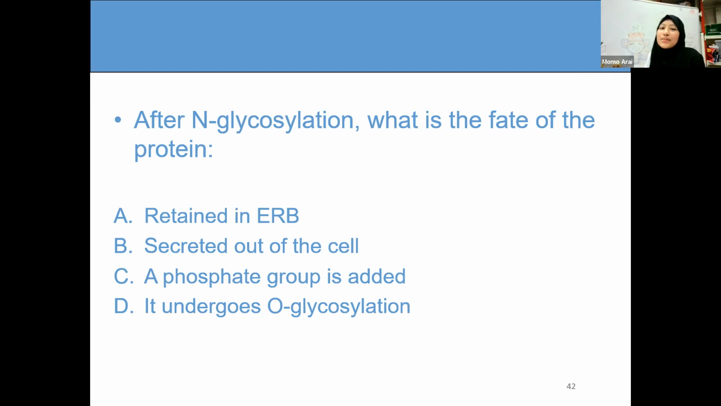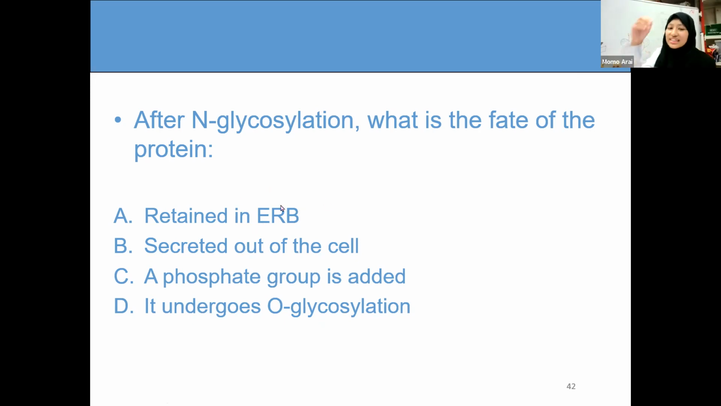N-glycosylation happens after the protein is made, right? It happens in the endoplasmic reticulum. So what happens after that? Does it stay in the endoplasmic reticulum? Does it get out of the cell? Is it B? Just tell me what you think. Yeah, it's B. Because the rest of them I just put as not the right answers. So ER, again, endoplasmic reticulum.